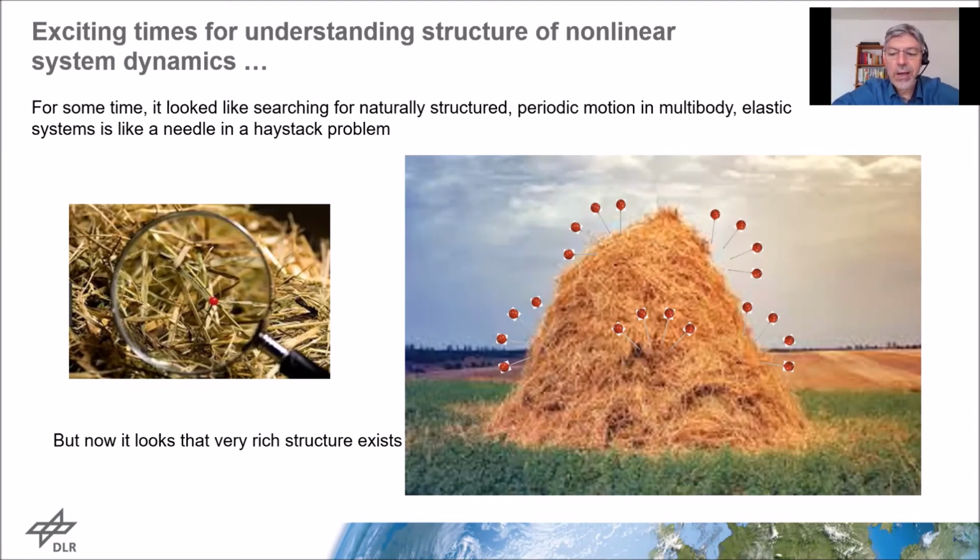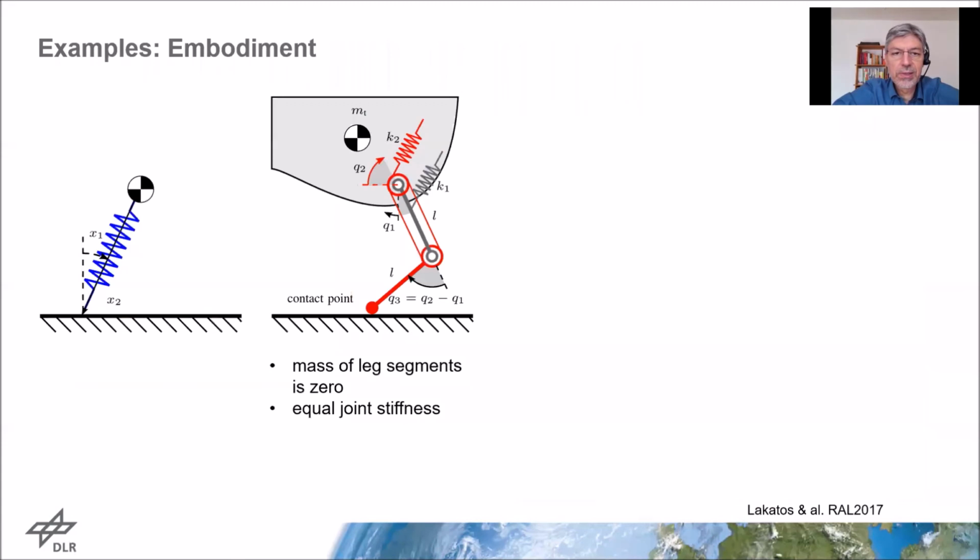So rich structure exists, and I think we are still at the beginning of this journey, and it's worthwhile exploiting this theoretically, but also using them practically. I think there's a lot of potential for increasing the performance of robotic systems based on this theory. And I will give you some examples on that. We all know the spring-loaded inverted pendulum model, which very well describes the dynamics of most biological systems, the dynamics of the center of mass.